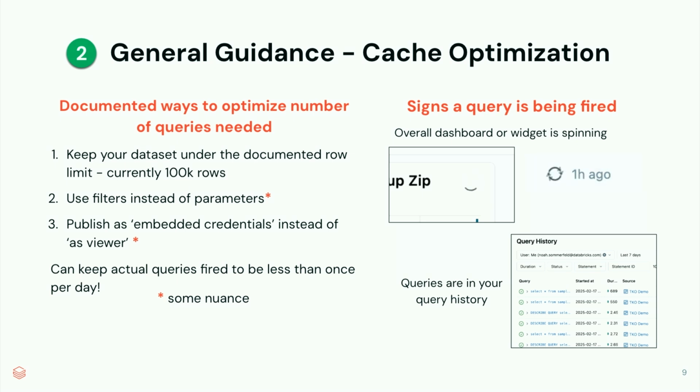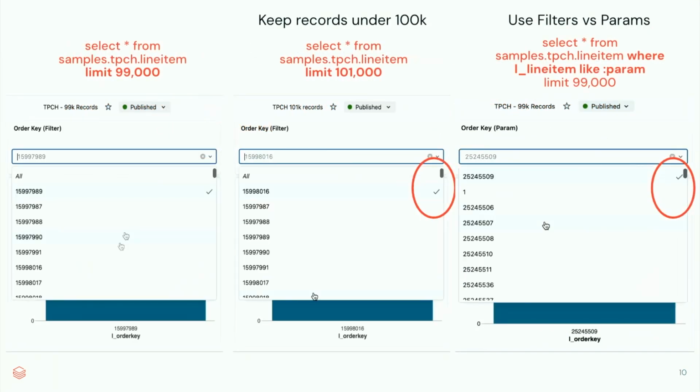If you haven't thought about this before, whether a query is done or not is a little bit subtle. I've highlighted on the right, if you see the little spinner on widgets, or if you're seeing the spinner on the overall dashboard, chances are a query is firing. You can load a dashboard and take a look at your query history to see specifically what things are going on there. And so I'll show a quick example here.